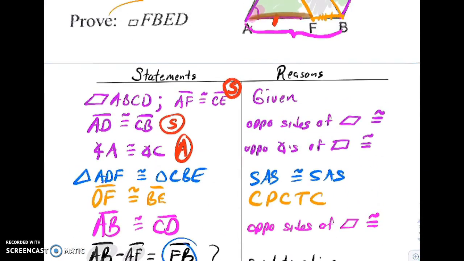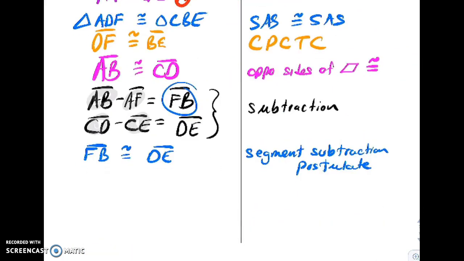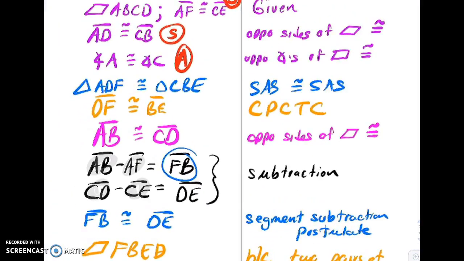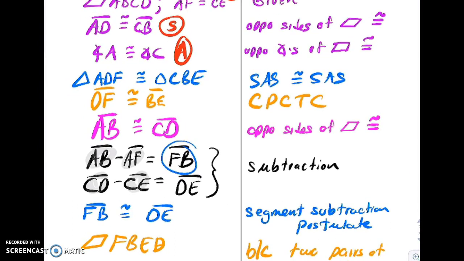So I'm going to go ahead and write my prove line down here. Prove that FBED is a parallelogram. Parallelogram FBDE. Actually, I wrote that backwards. It's ED. FBED is a parallelogram because two pairs of sides are congruent. A lot to do there. That would be a 6-point proof in my mind.